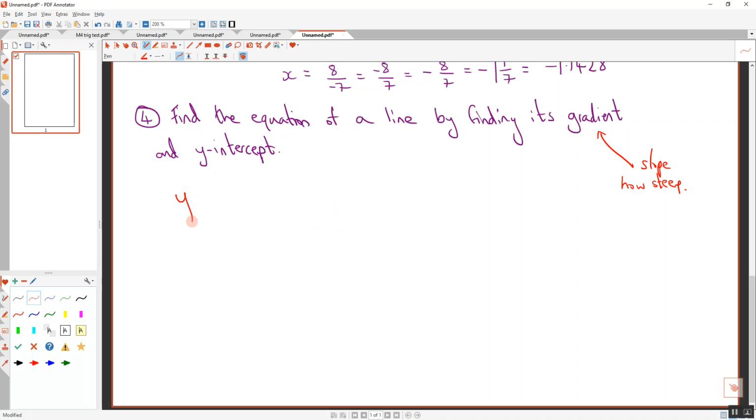Who remembers what the equation of a straight line is? I'll give you the start of it. It's y equals something. Any straight line. Y equals mx plus b. Good. All right. We're going to start using c as the letter, so y equals mx plus c. This is the equation of any straight line.